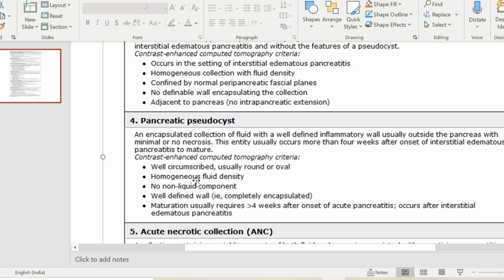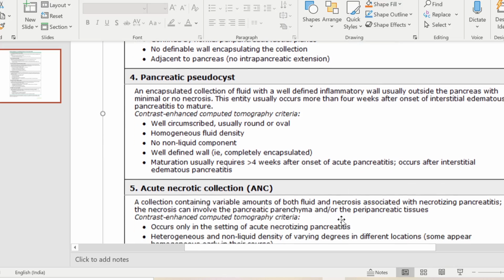And CECT shows a well circumscribed, usually round or oval, homogeneous fluid density, with no non-liquid component and a well-defined wall. Maturation usually requires more than 4 weeks after the onset of acute pancreatitis.